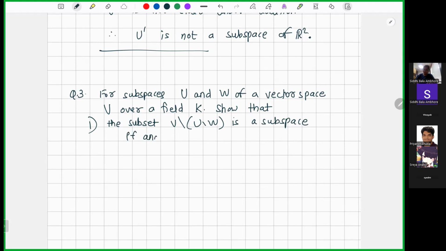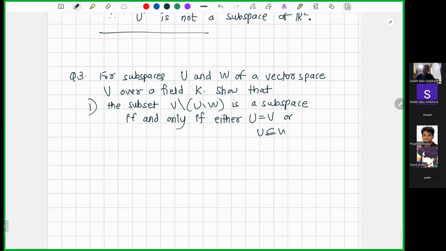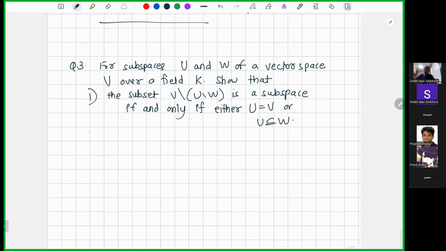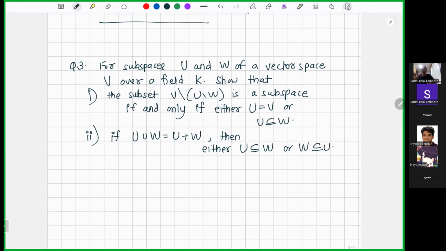if and only if either U is equal to V or U is contained in W. These are the two questions which we, and second one is that if U union W is equal to U plus W, then either U is contained in W. Let me write this here. Then U is contained in W or W is contained in U. This is what is my question.